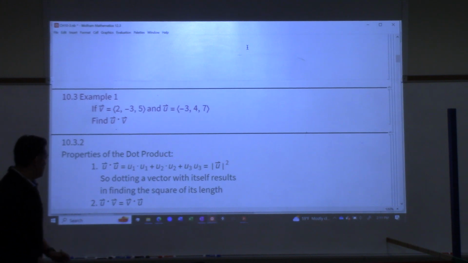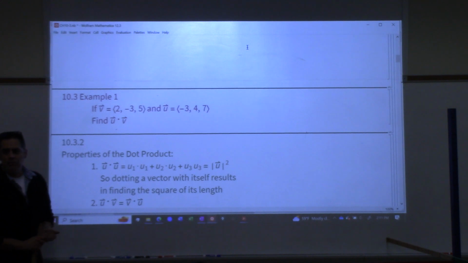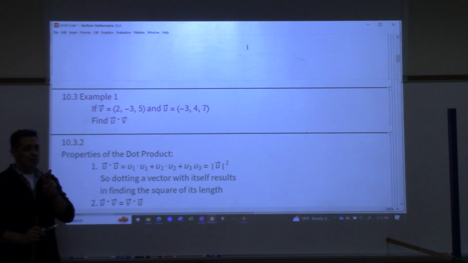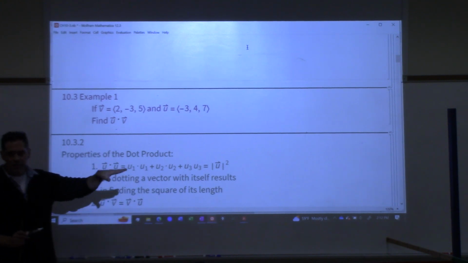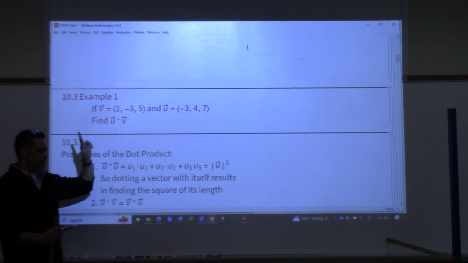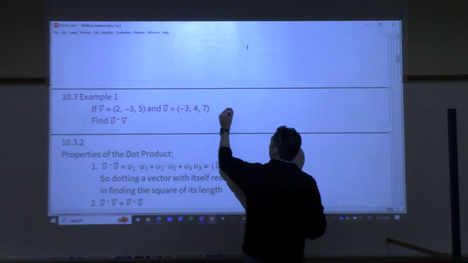This shouldn't take us but 30 seconds. Here's V, here's U. Dot the two. Does the order matter, do you think? No. Why not? It's multiplication, isn't it? Like we're multiplying two numbers together. Has that ever mattered, what order we do that in? No, so it doesn't matter. And I'm going to give you some properties in a second. That U dot V is the same as V dot U. You can switch the order.